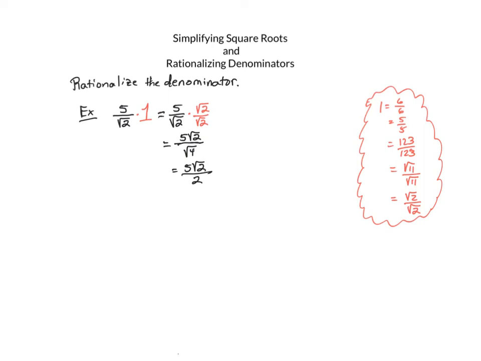And now look at my denominator. It's a rational number. So I have met the requirement for the directions. It says to rationalize the denominator. So this one is done. Let's do another one.